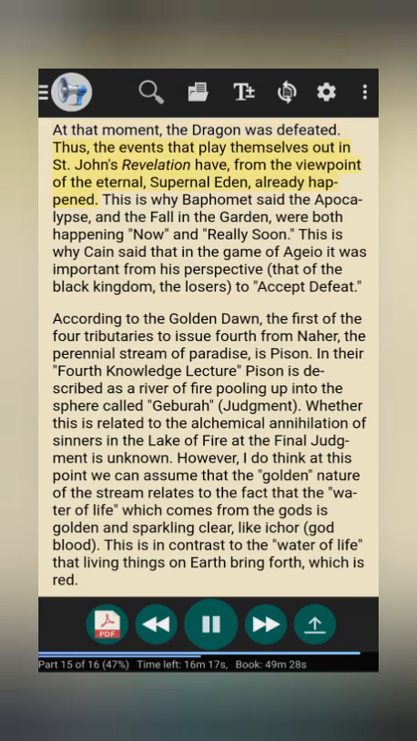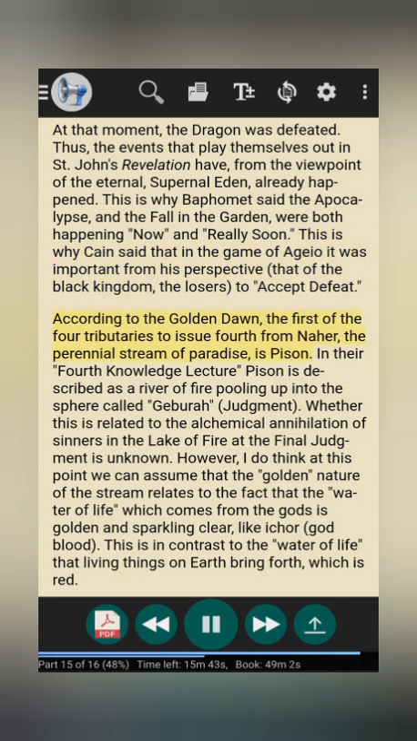Thus, the events that play themselves out in St. John's Revelation have, from the viewpoint of the eternal, supernal Eden, already happened. This is why Baphomet said the apocalypse and the fall in the garden were both happening now, and really soon. This is why Cain said that in the game of Agio it was important from his perspective, that of the Black Kingdom, the losers, to accept defeat.